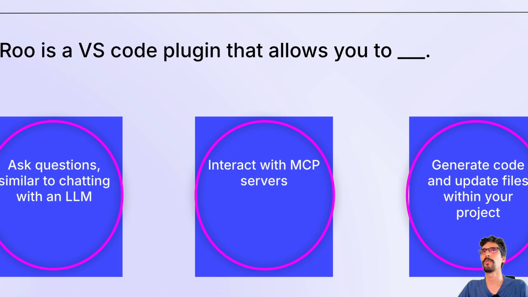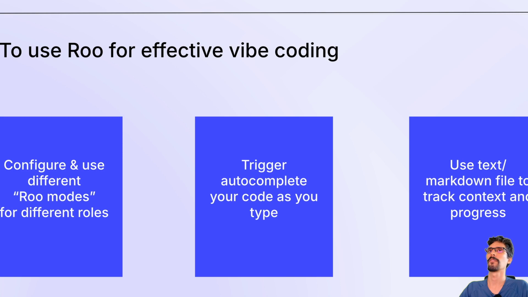So with Roo, with the ask mode, you can ask it questions, and that's similar to chatting with an LLM. You can also interact with MCP servers. It has that baked in as one of the configurations, as you saw earlier on. And it also allows you to generate code and update files within your project. And that is actually the main use case for Roo modes, for all the Roo modes.